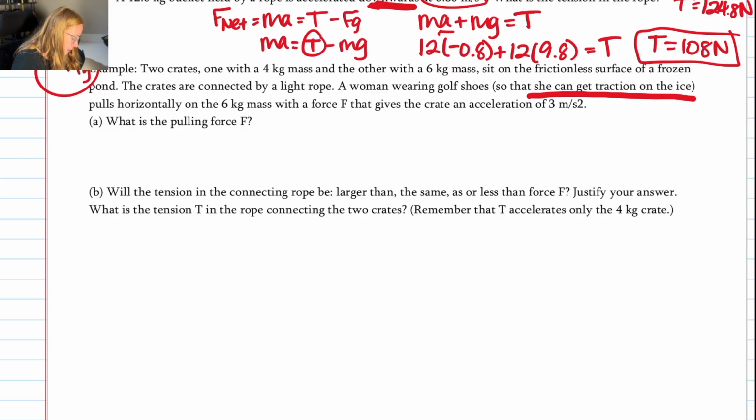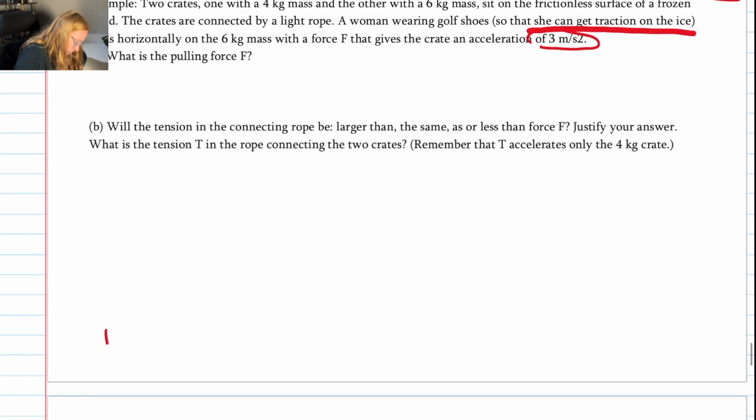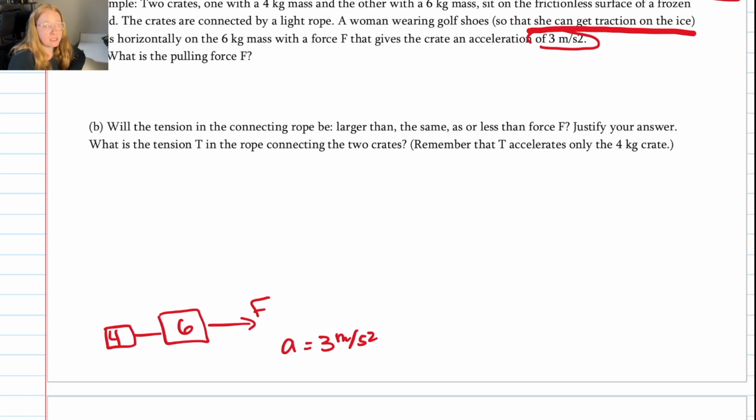She pulls horizontally on the 6 kilogram mass with a force F, and it gives the crates an acceleration of 3 meters per second squared. Okay, so let's just kind of draw that out. So you have a 4 kilogram mass attached to a 6 kilogram mass, and then she's pulling it with a force in that direction, which we don't know. And overall, it's accelerating 3 meters per second squared. And we'll just say it's accelerating right. So that is a positive acceleration.